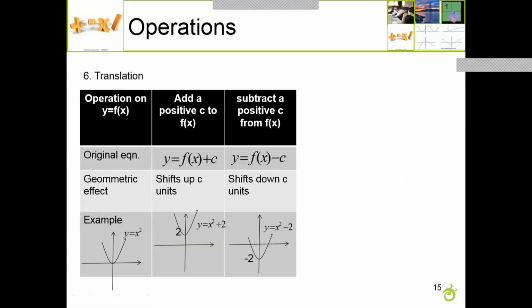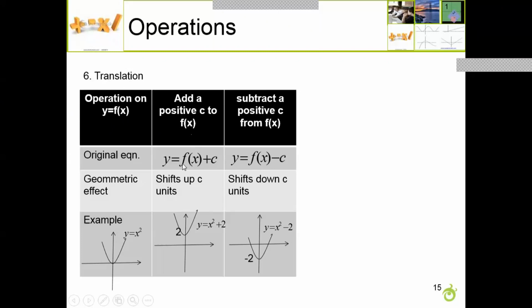Okay, and then translation. Ni saya laju je sebab benda-benda ni awak dah pernah belajar dan topik ni tak keluar dalam exam lah. Ini hanya nak flashback lah apa yang tentang function yang awak pernah belajar. Okay, translation of function. Maksudnya function tu bergerak, graph dia bergerak. Okay, so let's say we have the original function y equal to f of x. Ini original function dia. And then we add positive c to this function.